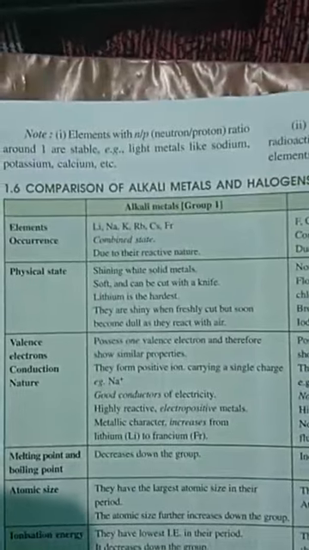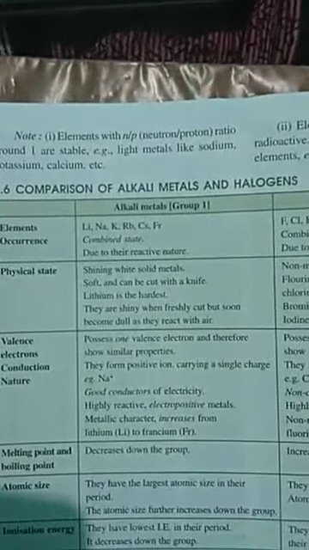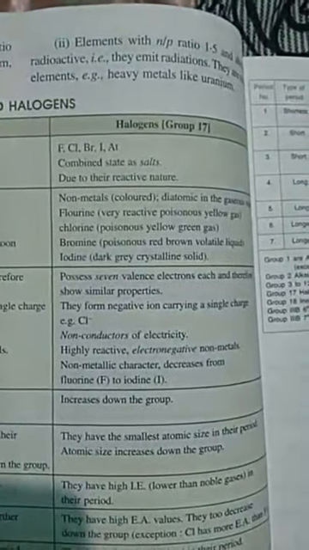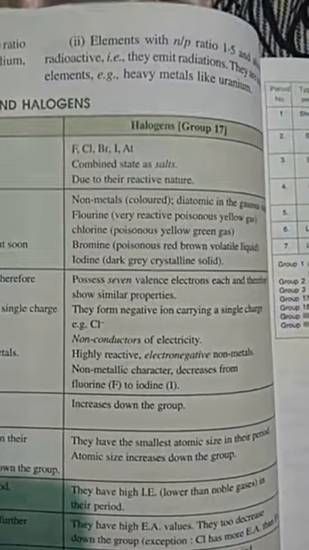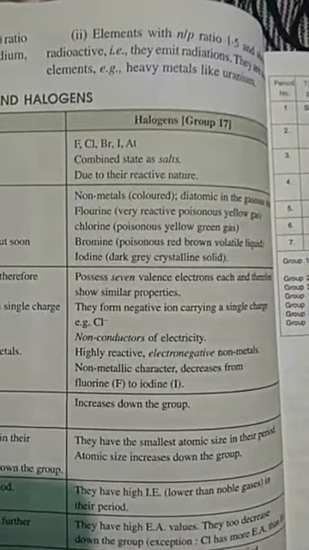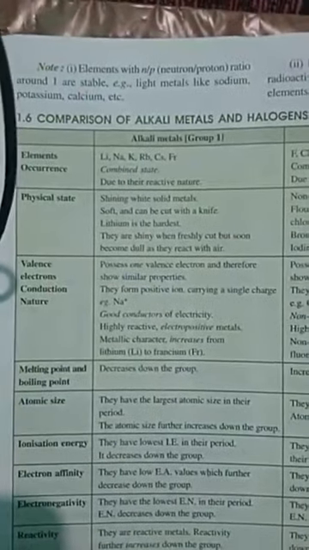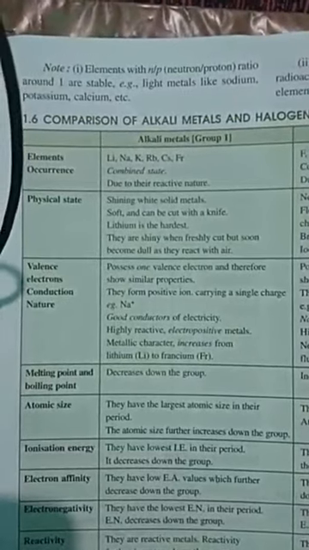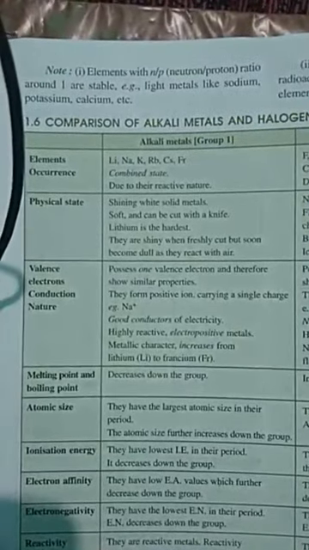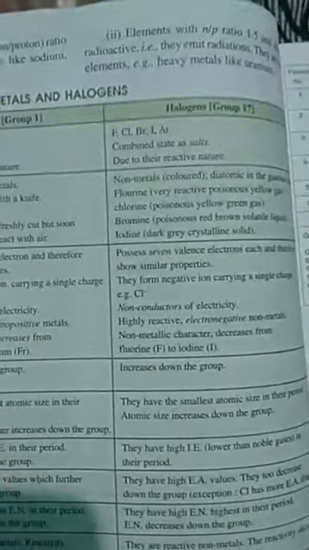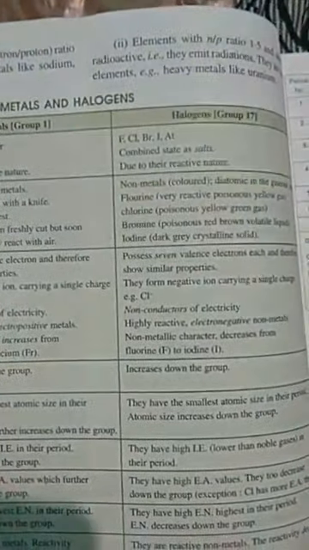All alkali metals, if we see the configuration, they all have one valence electron. And halogens, all the elements of halogen family have 7 valence electrons. Melting point. For alkali metals, as we move downwards in a group, the melting point decreases. But in the case of halogens, it increases.